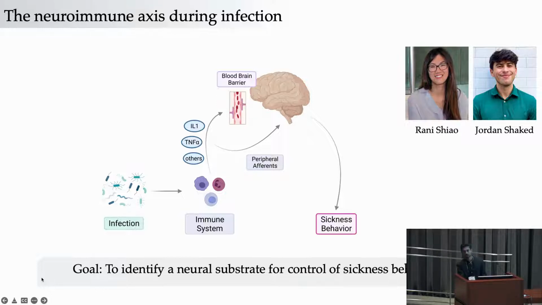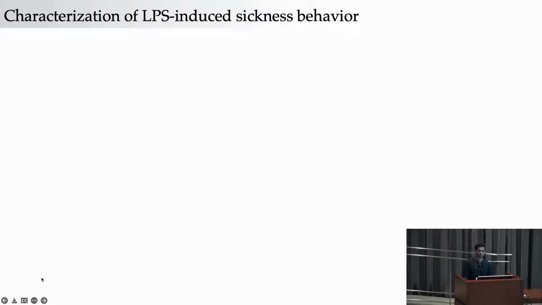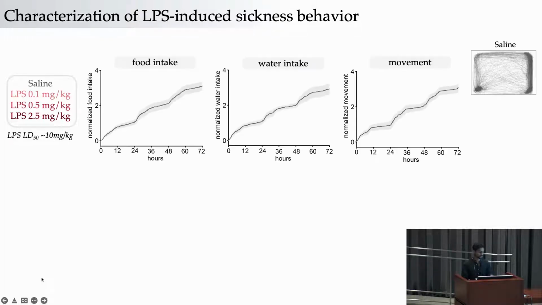So to start looking at sickness behaviors, we wanted a really robust and consistent model. What we decided to use was lipopolysaccharide, or LPS, a component of gram-negative bacteria that is really well sensed by our innate immune system, and allows us to induce a bacterial-induced infection state without a live infection causing damage to the body. So what we wanted to look at are some of these responses, and we used a home cage system that we developed that allows for really high resolution measurements of food intake, water intake, and movements, the behavioral parameters that we really cared about.